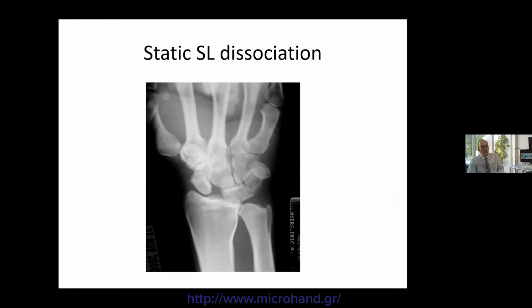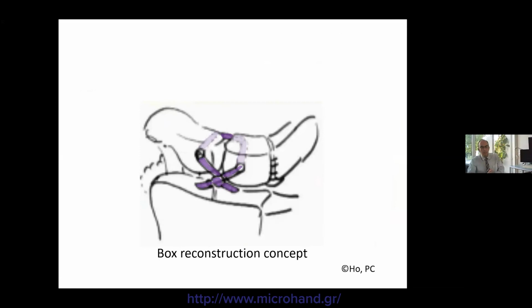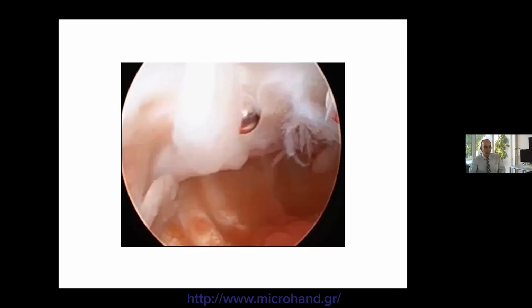So this is a gentleman with a static scapholunate dissociation. You can see that there's also a DISI deformity, and the idea is to recreate both the volar and the dorsal part of the scapholunate ligament, and I think this is one of the advantages of the technique, that you recreate the volar part as well as the dorsal.